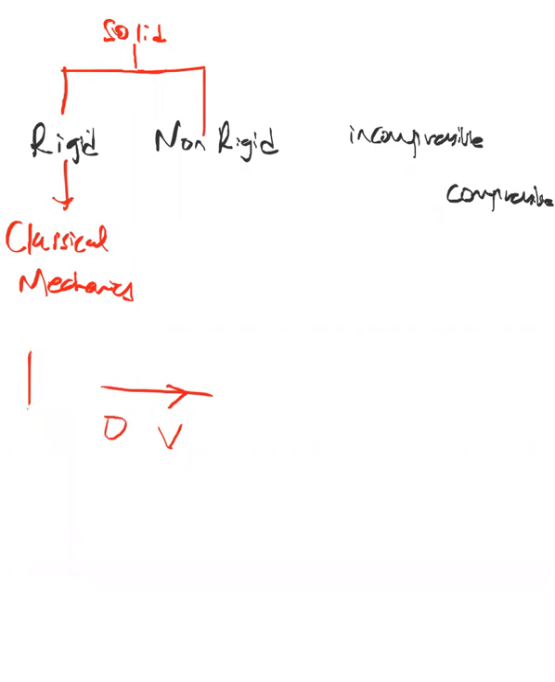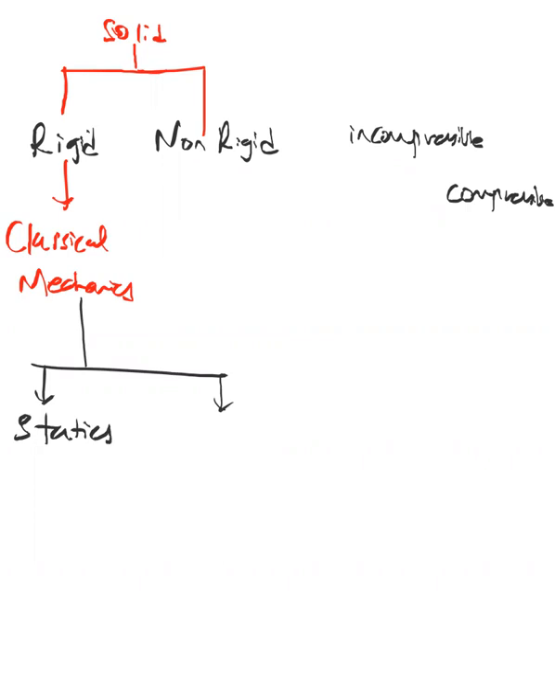Again, classical mechanics is divided into two parts. One is for the bodies at rest, which is called statics, and the other is for the bodies which are moving, which is called dynamics.